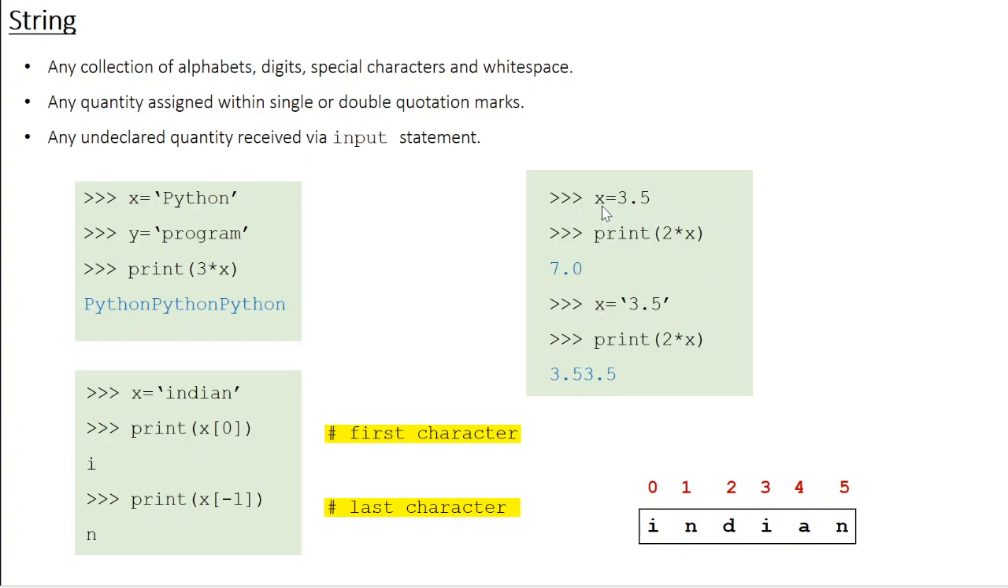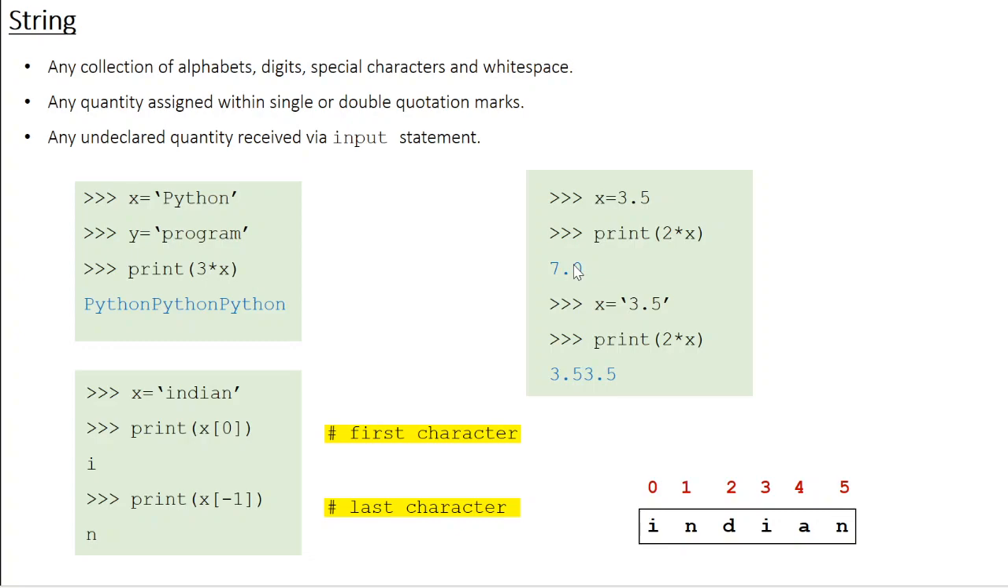For example, if I say x equal to 3.5, what is the data type? This is a float because it has a decimal point, right? Now when I say print 2 into x, this is a mathematical operation. 2 into 3.5 is 7. Since x is a float, your answer is going to be a float, so this is 7.0.